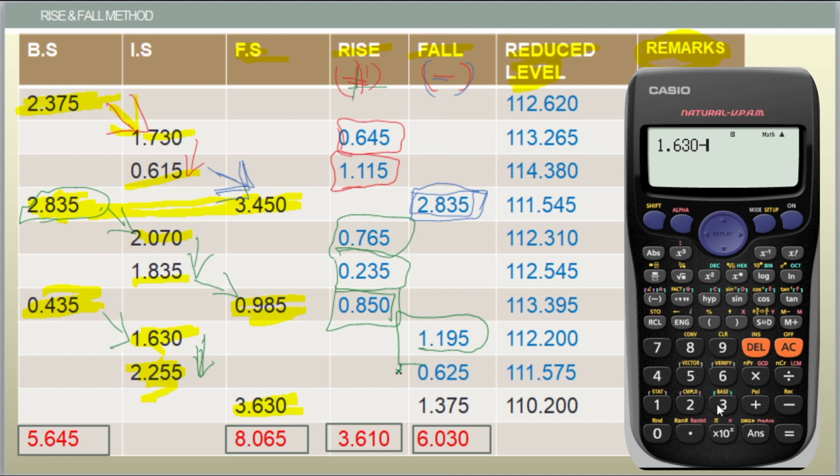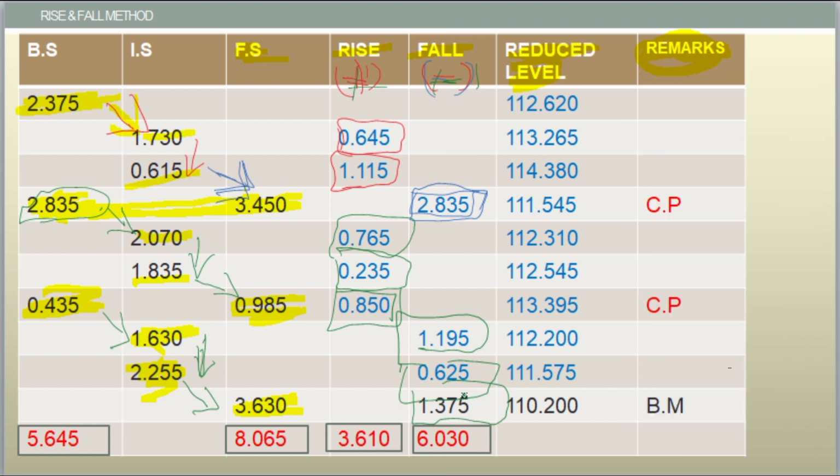Again, the second reading minus the third reading, so this is the two intermediate, and again we have a negative. That means it falls under the fall, a negative 0.625. Then our third reading minus our fourth reading, that is the last reading, that is the foresight. Again we get a negative 1.375.